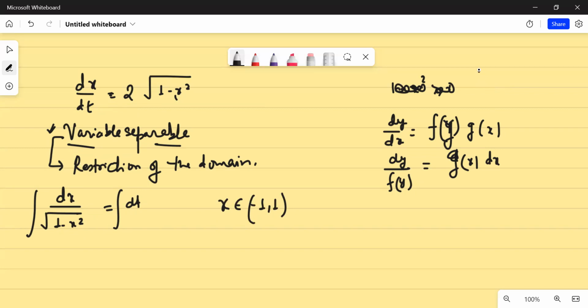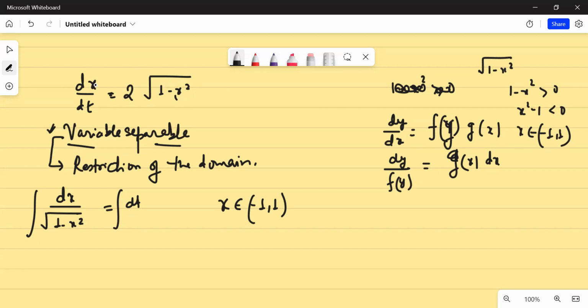Because see, root over 1 minus x square means what? It means that your 1 minus x square should be greater than 0. It implies your x square minus 1 should be less than 0, and it will be like minus 1 and 1. I cannot include 1 and minus 1. Even if I include 1 here, or if I include minus 1 here, this will be 0.